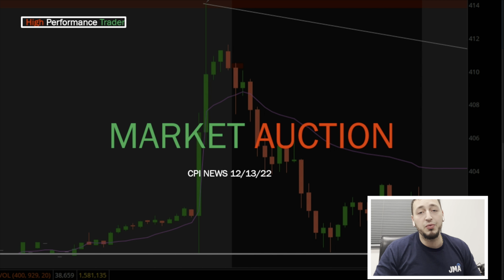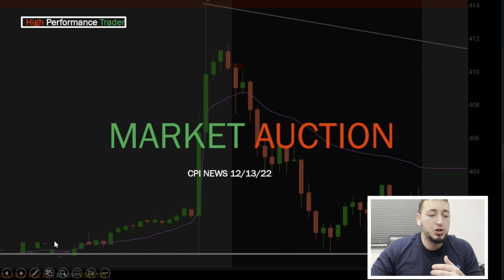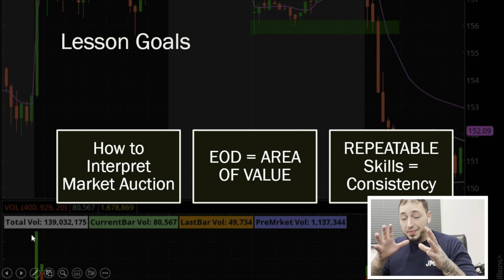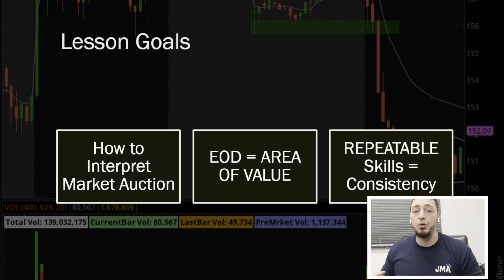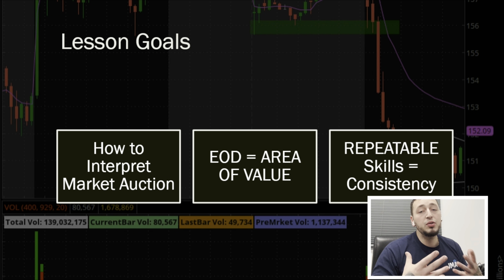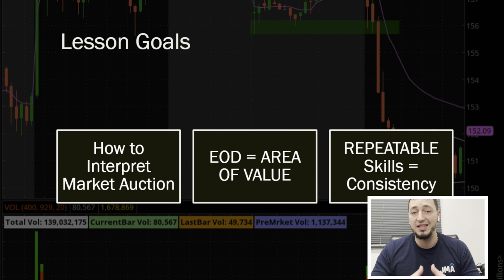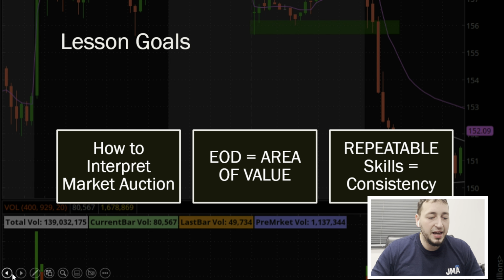I got a quick little recap of the CPI day, and that is a perfect example of how to understand the market auction. In this lesson, I want to break down three goals. Number one is how to interpret the market auction. Number two is end of day, which is a strong area of value. No matter what, there's always interest in volatility at the end of day mark, so we're going to go over what that is and what that means. And number three is some repeatable skills that will lead to consistency for you to become a consistently profitable trader. So let's dive right into the lesson.